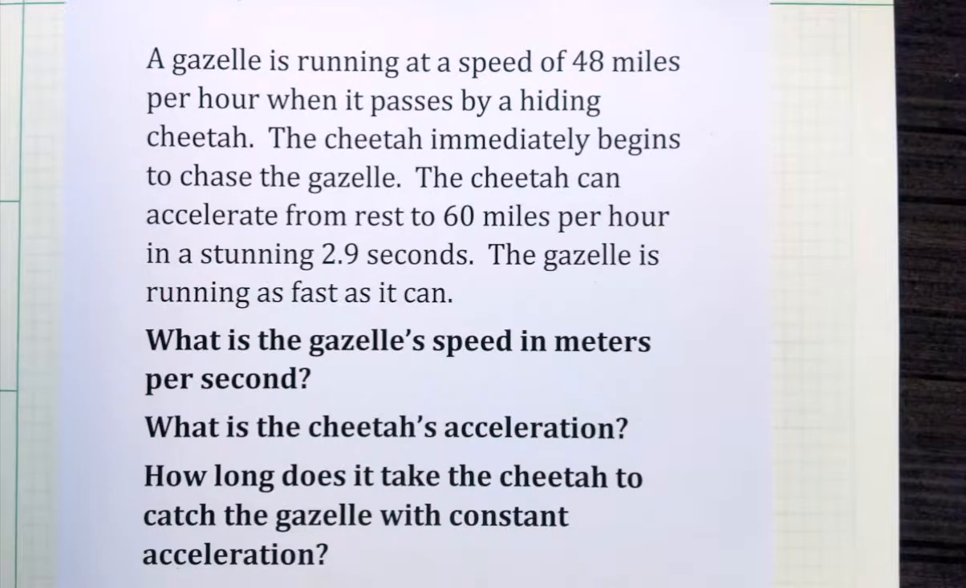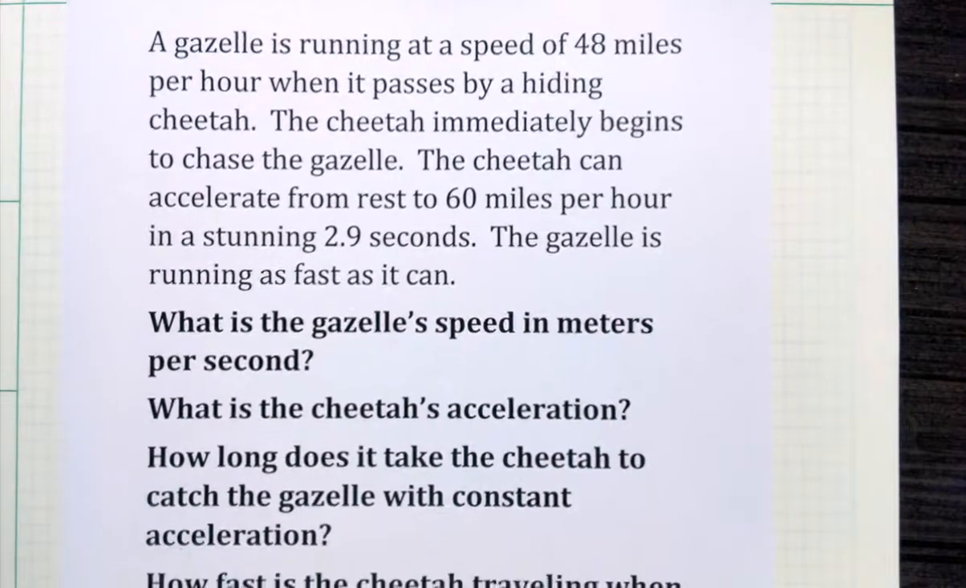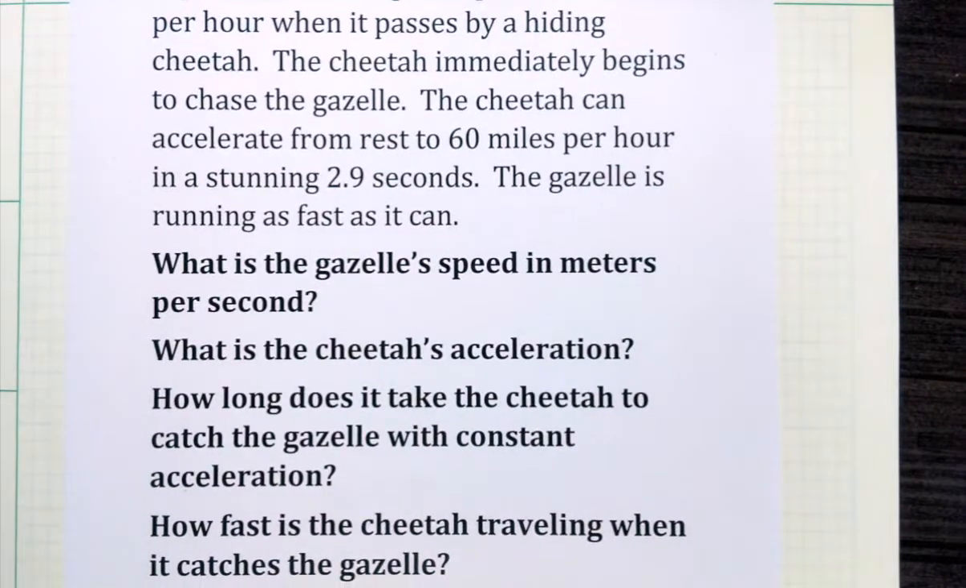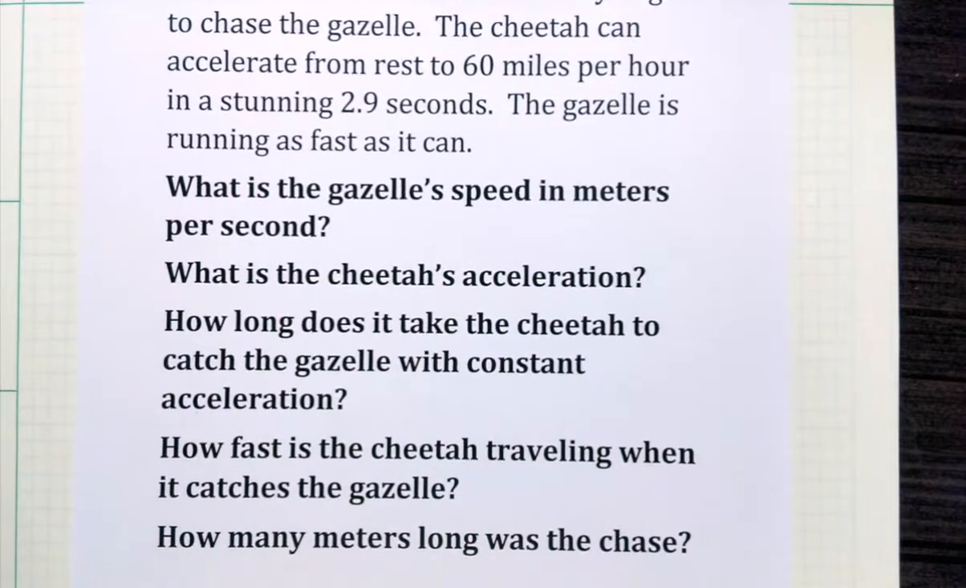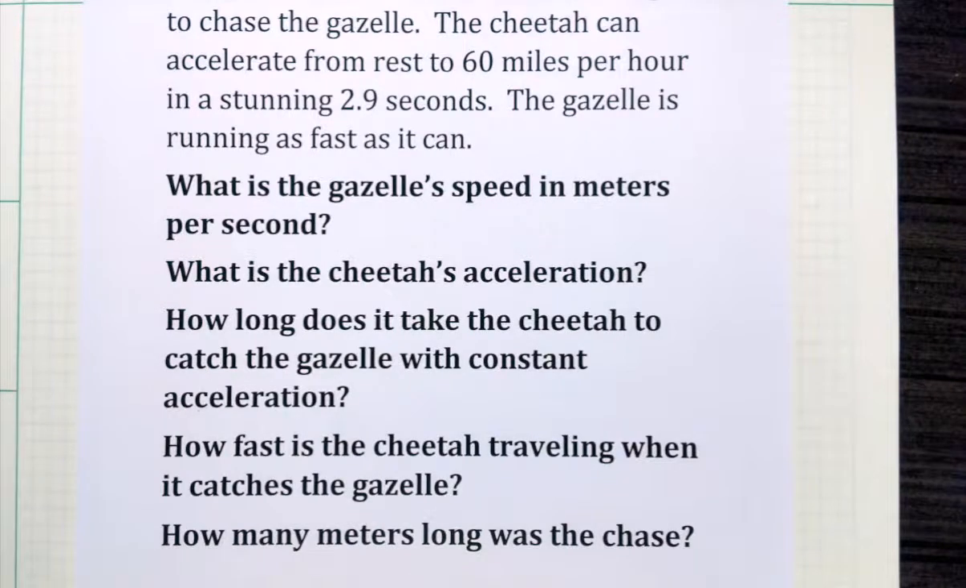The cheetah can accelerate from rest to 60 miles per hour in a stunning 2.9 seconds. The gazelle is running as fast as it can. And we're asked a number of questions about this situation. What is the gazelle's speed in meters per second? What is the cheetah's acceleration? How long does it take the cheetah to catch the gazelle with constant acceleration? How fast is the cheetah traveling when it catches the gazelle? And how many meters long was the chase?